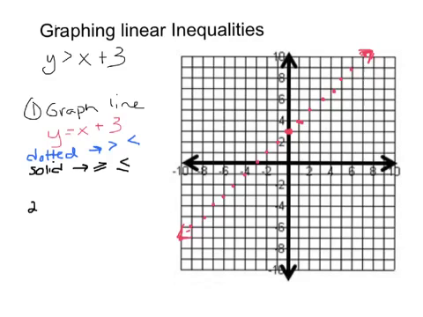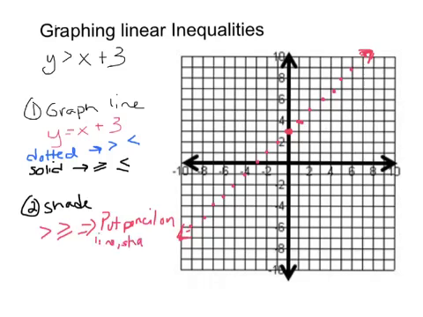The second step will be to do the shading. If it's going to be greater than or equal to the sign, you're going to put your pencil on the line, and you're going to shade up, because the y value at that particular x value needs to be larger than that line or greater than that line. If, however, it's less than or equal to, you're going to shade down.